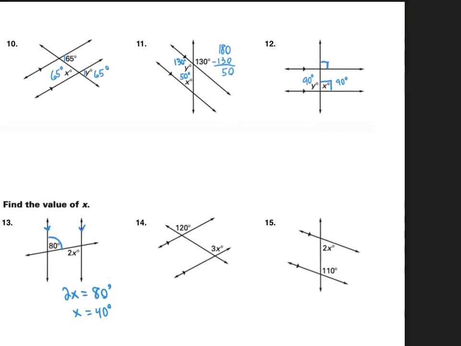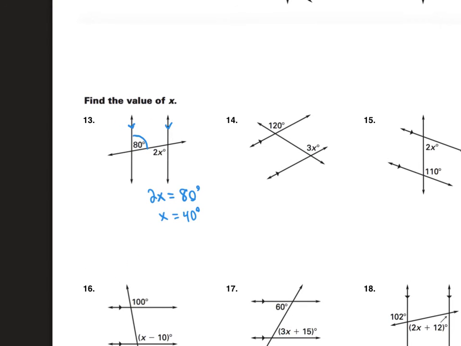Number 14. Whoa, that jumped. They jump sometimes. We have a 120 degree angle up here, and then its corresponding angle down here is 3x. Corresponding angles are congruent, so 120 degrees is going to be congruent to 3x. So 3x equals 120. And to isolate x, if we divide both sides by 3, we will get x equals 40.